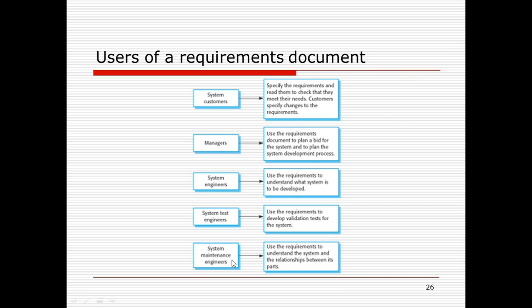They are the people who will be maintaining the software after the system is delivered at the customer side. So they need a proper understanding of how the system was developed to carry out their maintenance process. For that, they need to understand the system, and therefore they need to go through the system requirement document. So these are different categories of people who need to go through the requirement document.